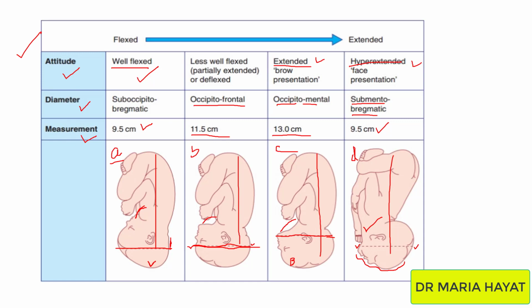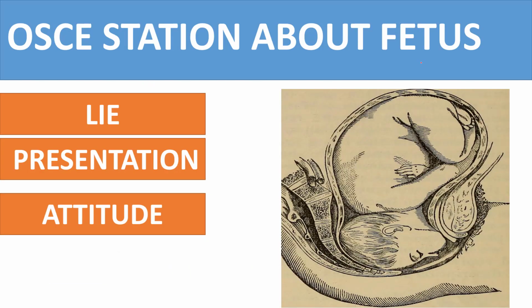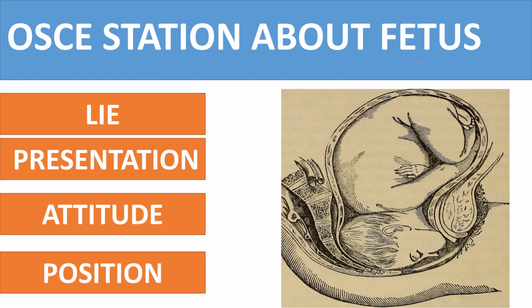If the fetus has a well flexed attitude, the labor will become easier. But as there is less flexion and more extension, there will be obstruction or there can be prolonged labor. In the next video, we will talk about fetal position.